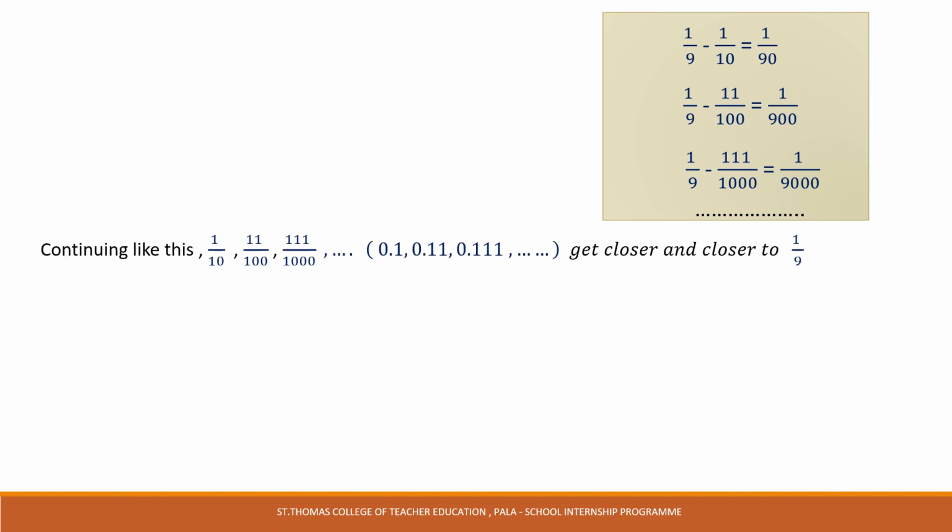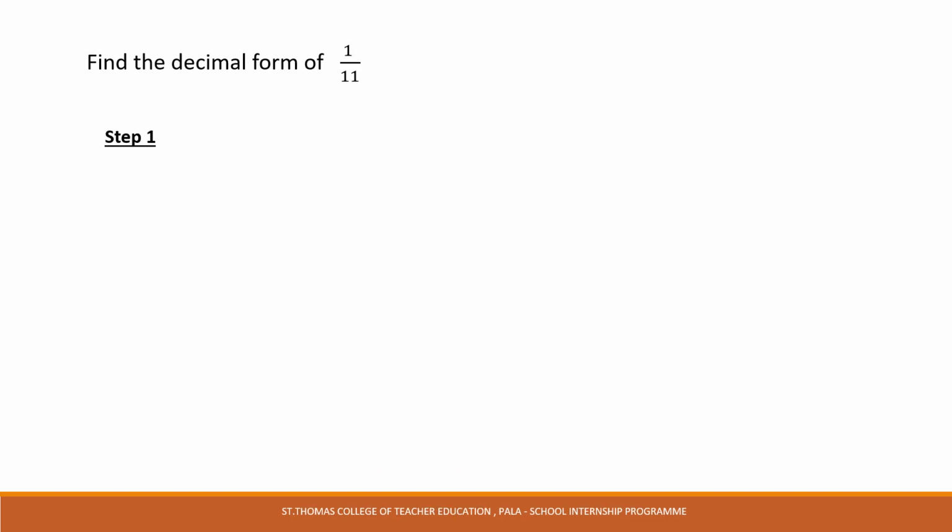Very good. Now looking at this table, can you tell me the decimal form of 1 by 9? Okay, before that tell me 1 by 9 is getting closer and closer to which fraction? Yes. Here 1 by 10, 11 by 100, 111 by 1000, all these are getting closer and closer to 1 by 9. That is 0.1, 0.11, 0.111, etc. is getting closer and closer to 1 by 9. Now tell me the decimal form of 1 by 9. Correct. It's 0.111, etc. Very good.